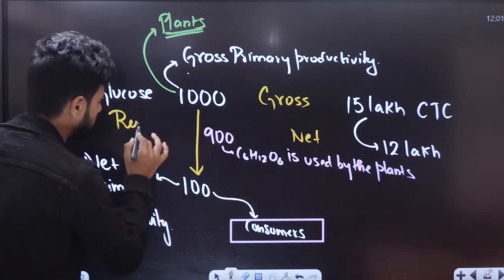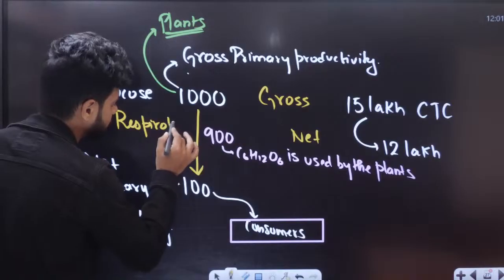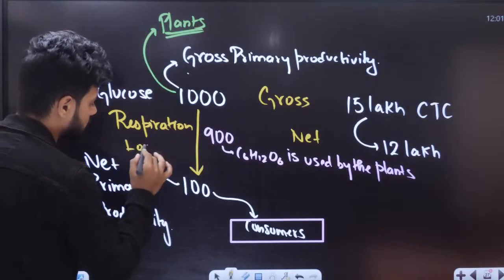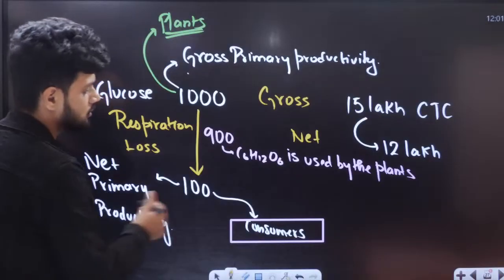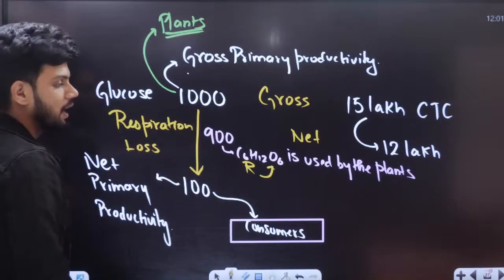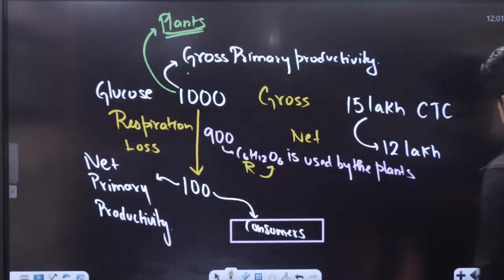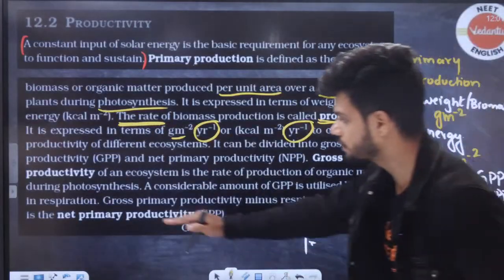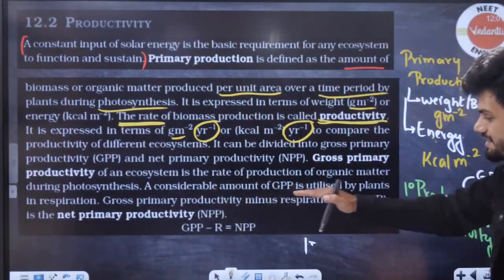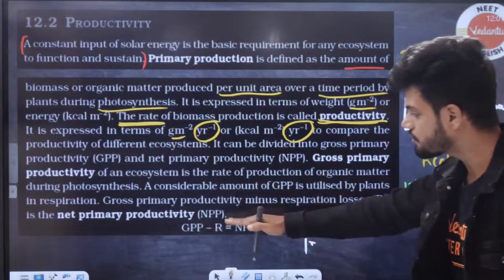It is called respiration loss, or respiratory loss, where plants are using it. This is called the R value. So the R value is basically what plants are using in respiration. So gross primary productivity minus respiration gives us the NPP.